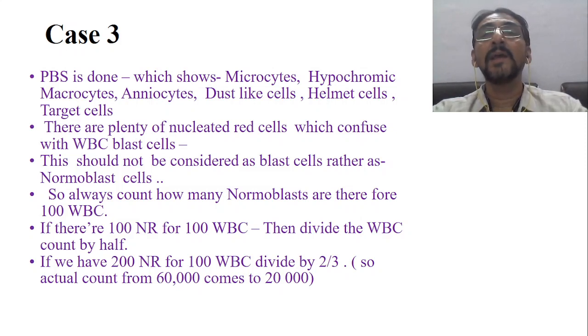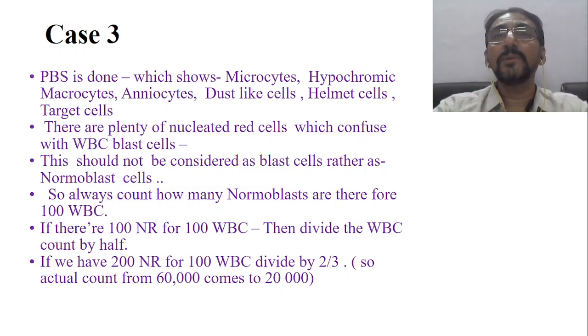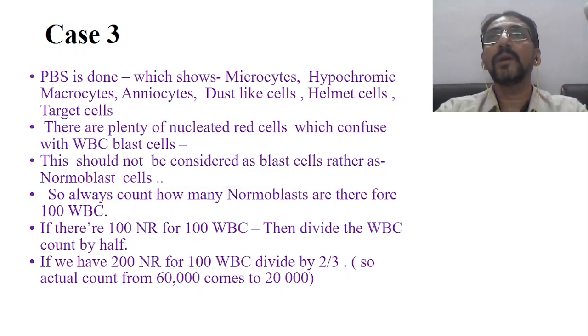Actually, what happens is that nucleated RBCs which are immature come into the blood. So this confusion will always be there when you are doing this blood count. Always count how many normoblasts are there for 100 WBC. So how do we count this?